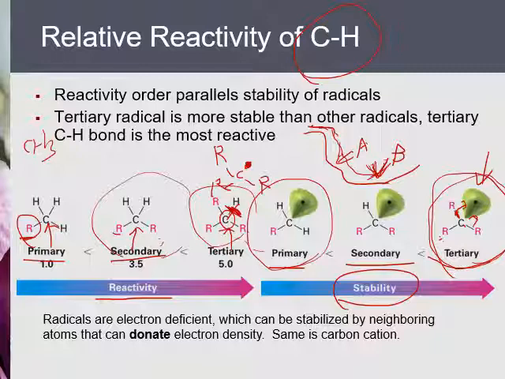Because you have three of them, you make it more stable. On the other hand, secondary carbon only has two carbon-carbon bonds, and the primary only has one, so it is least able to donate electrons to make it more stable. So tertiary is the most stable radical, and tertiary carbon is the most reactive to form the radical.